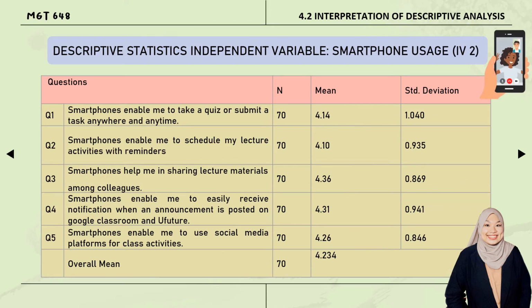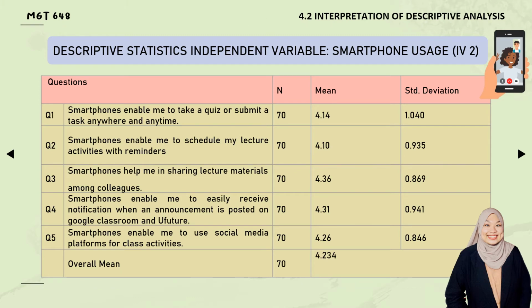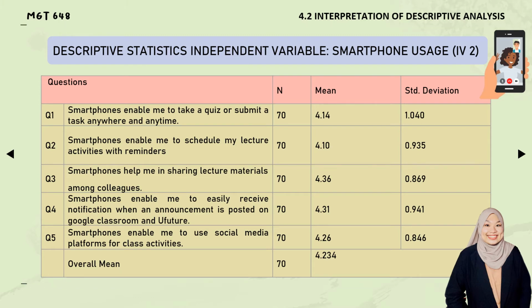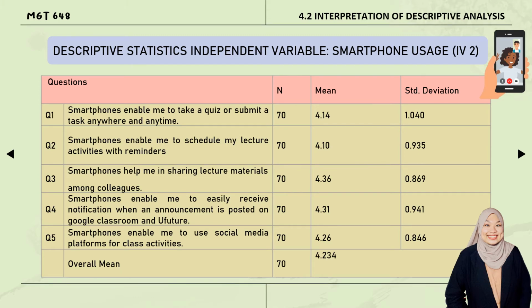Secondly, descriptive analysis for the second independent variable, smartphone usage. Overall, we can conclude that 70% of the respondents agree with all the questions in this section. Mostly, they agree with all the questions, but the most is on question 3 due to the highest mean score, 4.36. Next, question 2 is considered the lowest mean score among other questions, which is 4.10.